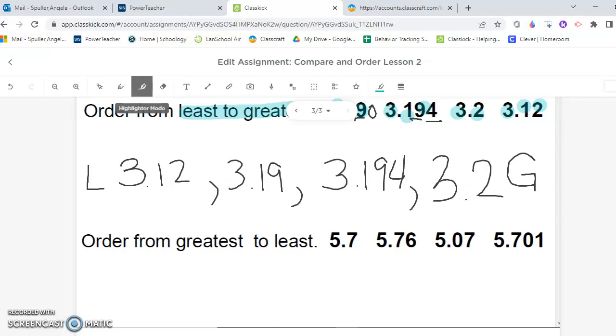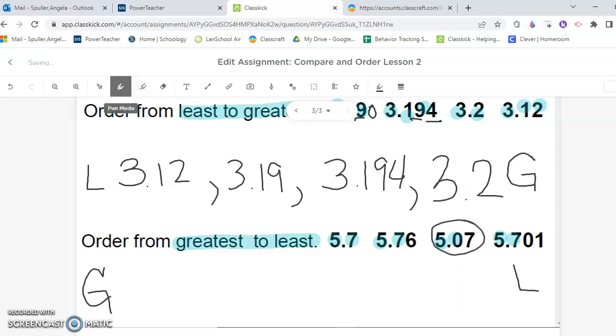All right. First and foremost, you should have said greatest to least. So I always like to label mine greatest, least. Okay. So again, let's look at the 5s and the 1s all the way across. Here I have a 7 in the tenths, 7 in the tenths, a 0 in the tenths, and 7 in the tenths. I already know the one with the 0 is going to be the smallest.